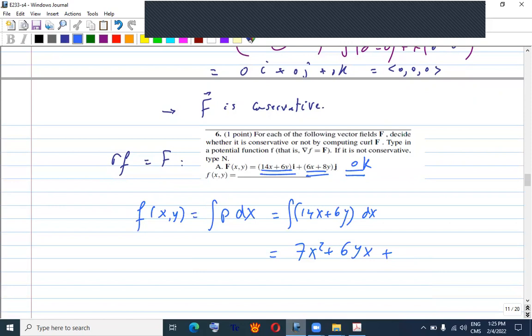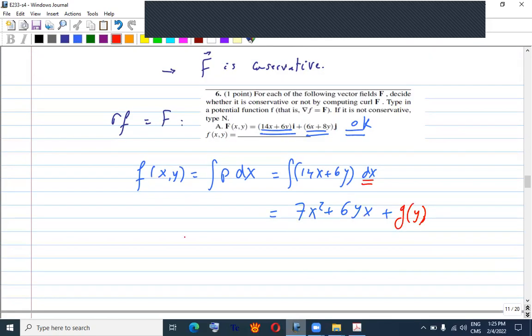Now what is the constant? In this case, the constant would be a function. What do you expect? A function, because you are integrating with respect to x, the constant involves the other variables, so we call it g of y and z. So now let's call it a function in y only, g of y.